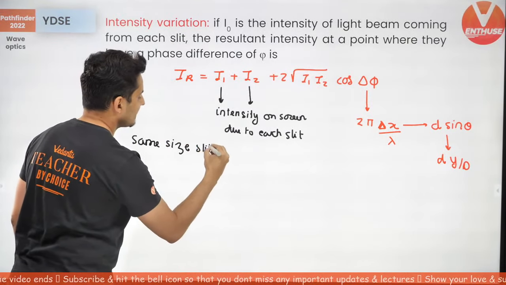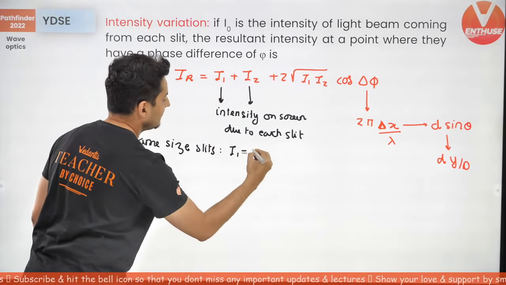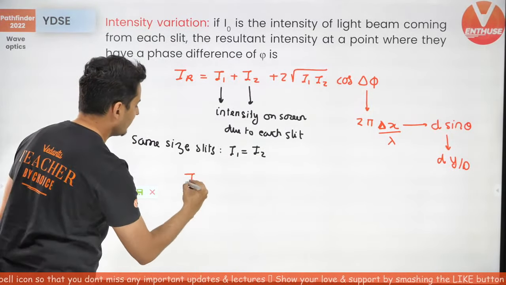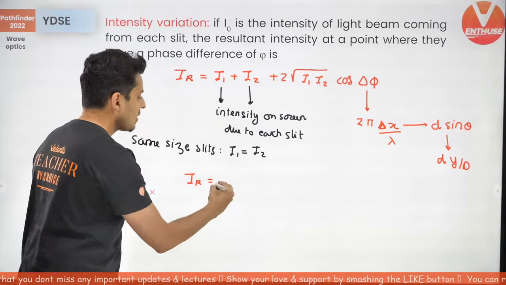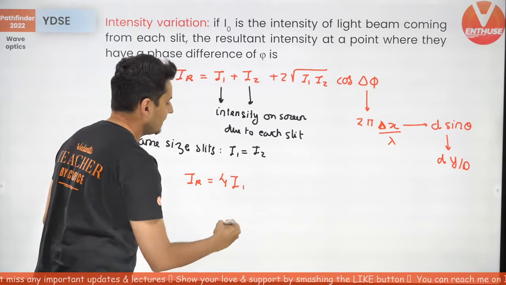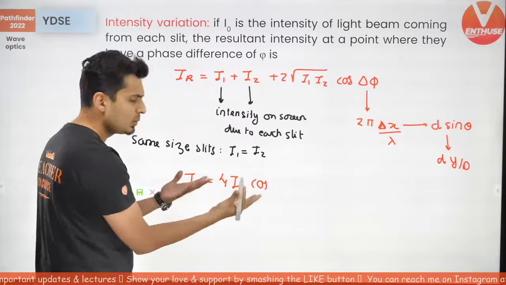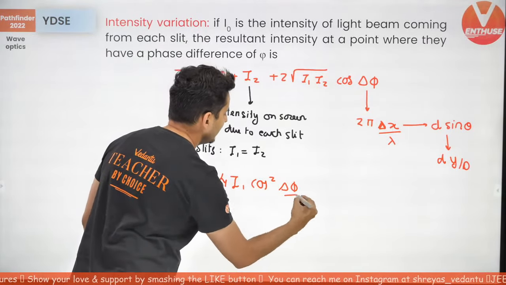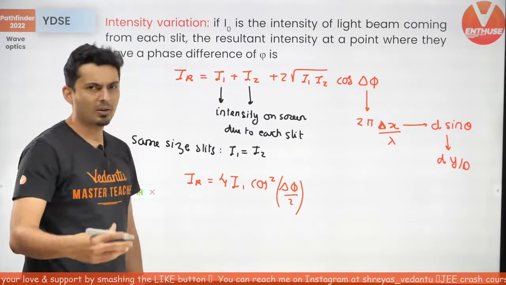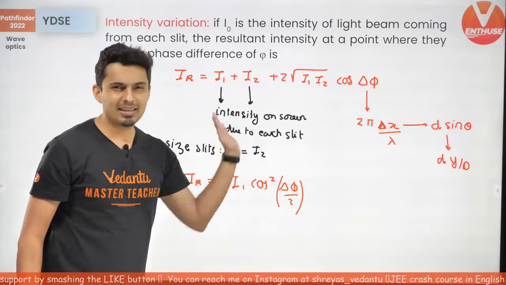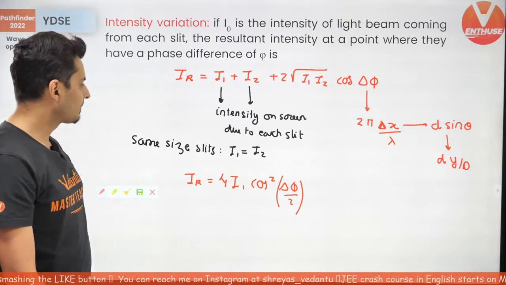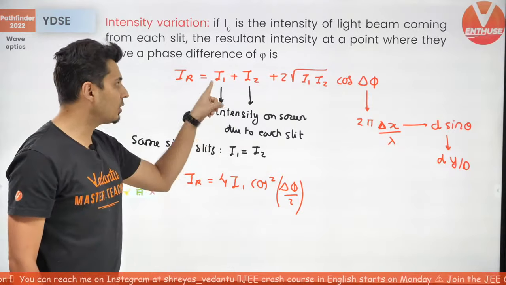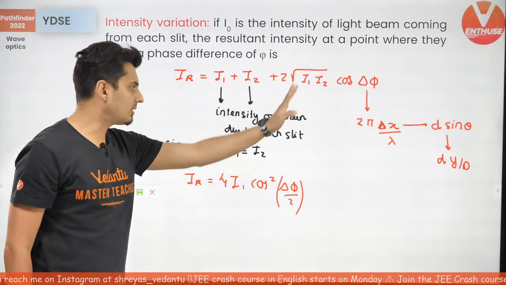If you have same size slits, then I1 will be equal to I2, and then you can solve this, and you are going to get the resultant intensity as 4 times I1, or I2, whatever you want to call it, times cos square del phi by 2. This comes via the half angle or the double angle formula. You can easily get that. That's very, very simple. But remember, this is only true when the intensities are the same, else you're going to make use of this formula in general.